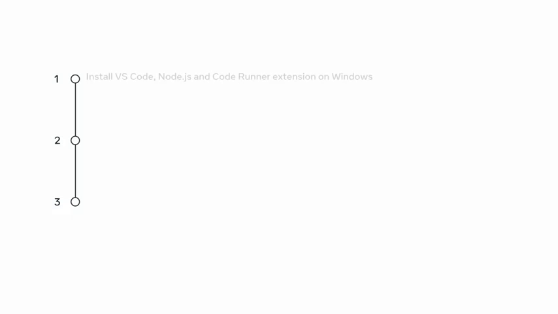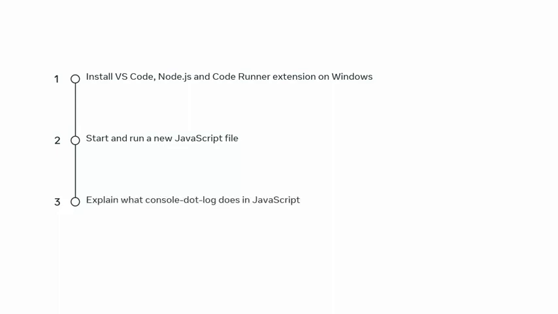By the end of this video, you'll be able to install VS Code, Node.js, and the Code Runner extension on your Windows operating system. Start a new JavaScript file in VS Code and run the file using Code Runner extension, and explain what console.log does in JavaScript. Let's begin by exploring the VS Code download and installation process.